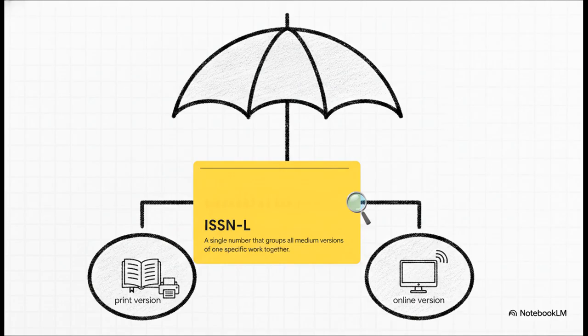Think of the ISSN-L like a family name. The print version and the online version, they're siblings. They have their own first names, but the ISSN-L is that family umbrella that ties those siblings together.